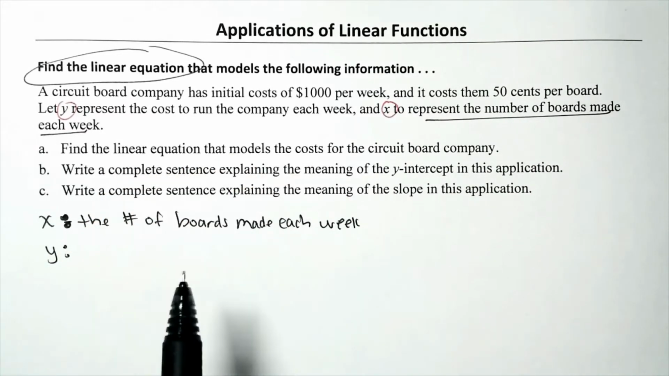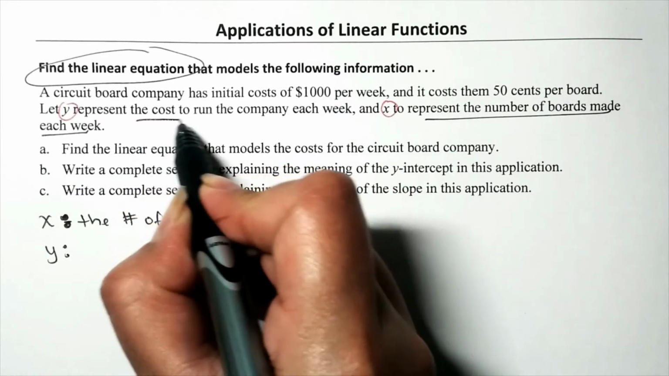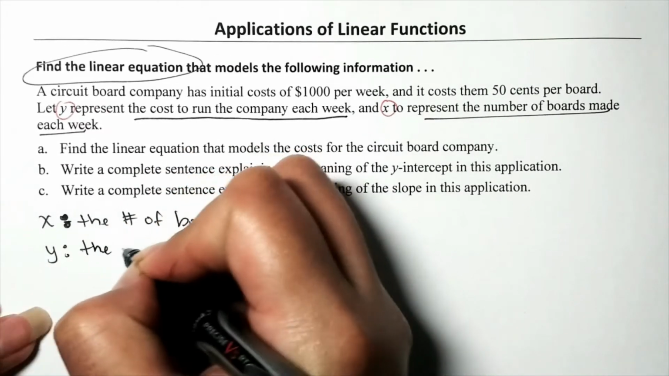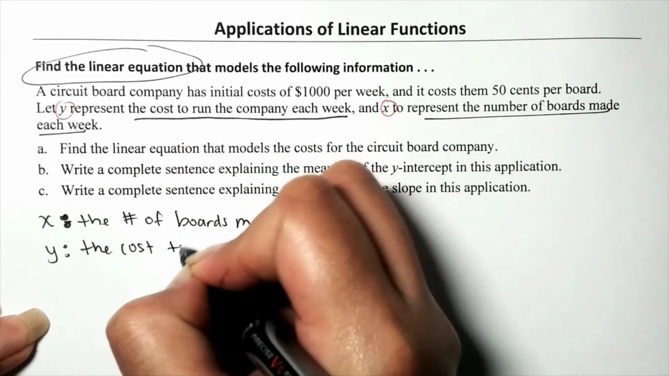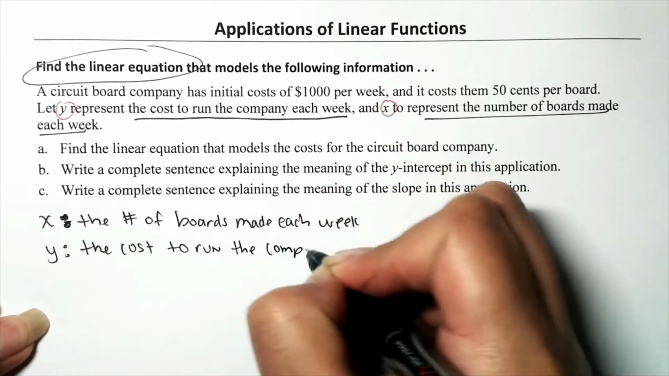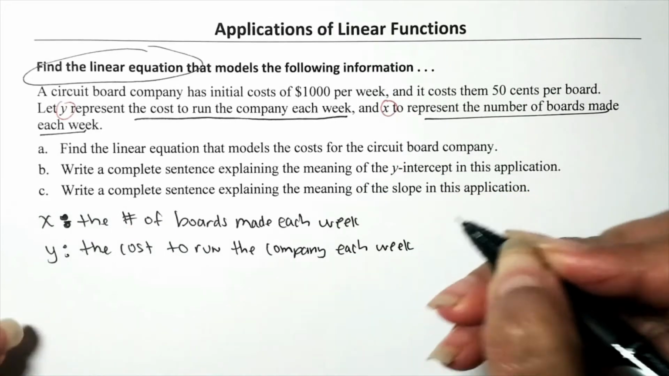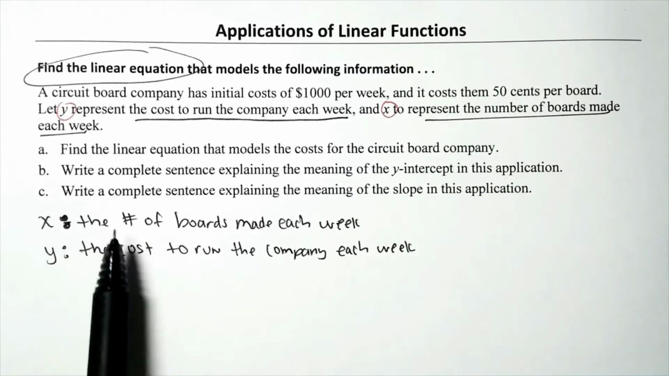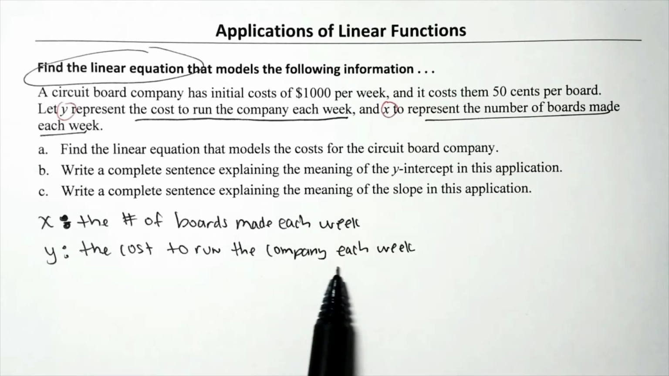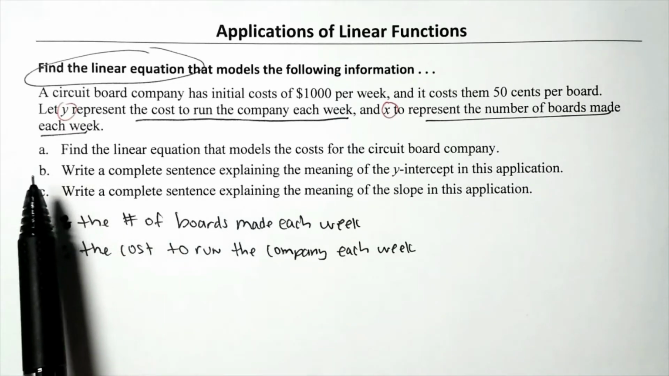Y, what does that represent? Let Y represent the cost to run the company each week. Okay, the cost to run the company each week. So X is the number of boards made each week, and Y is the cost to run the company each week. Okay, cool. So part A, problem A.